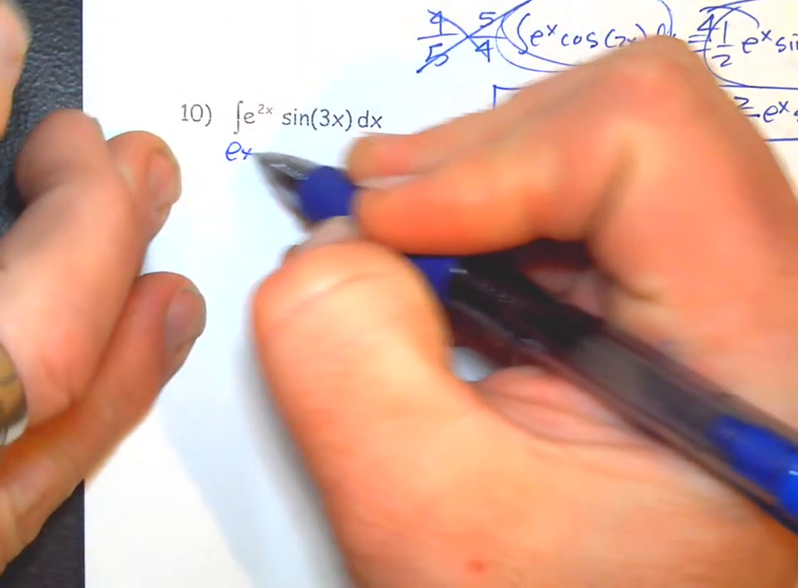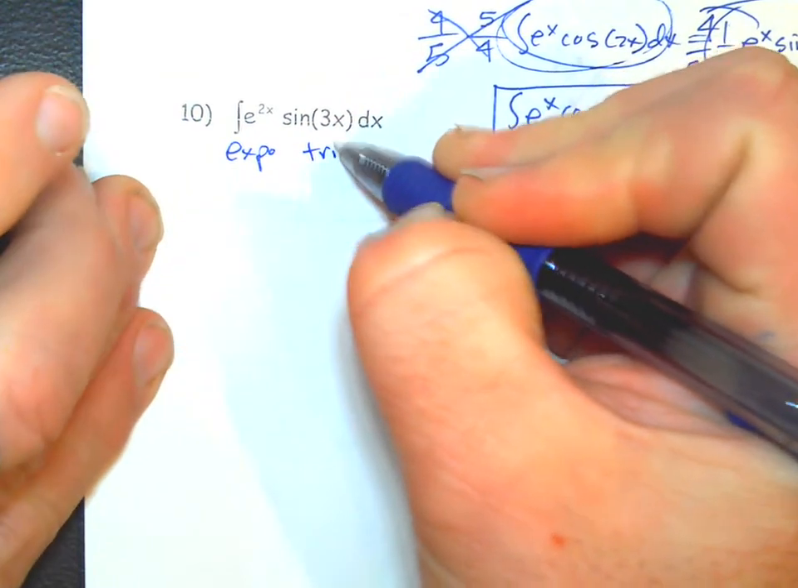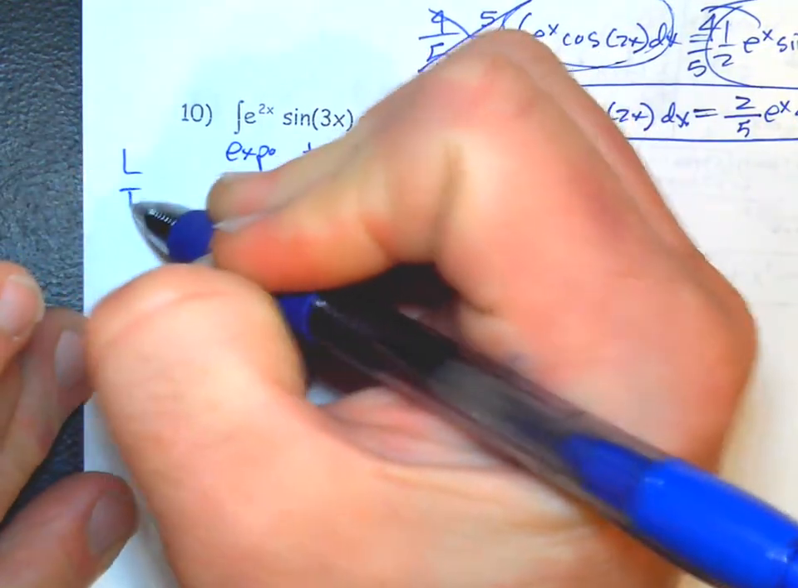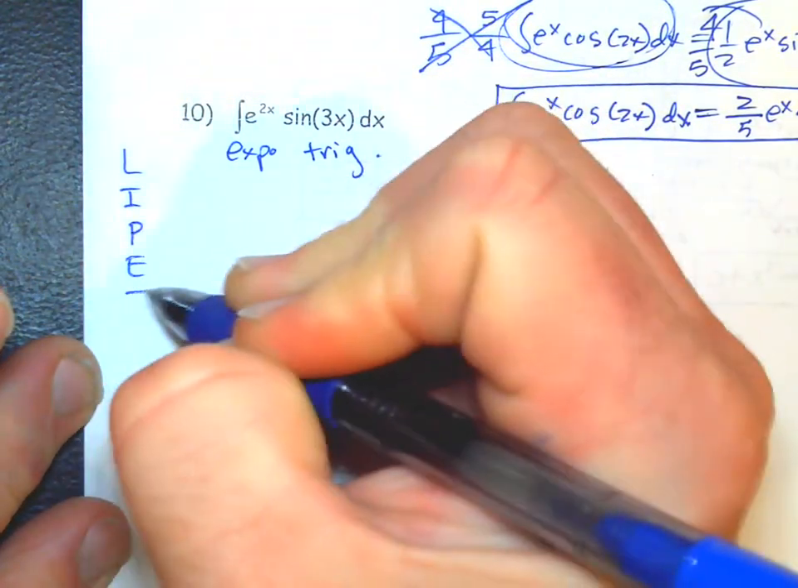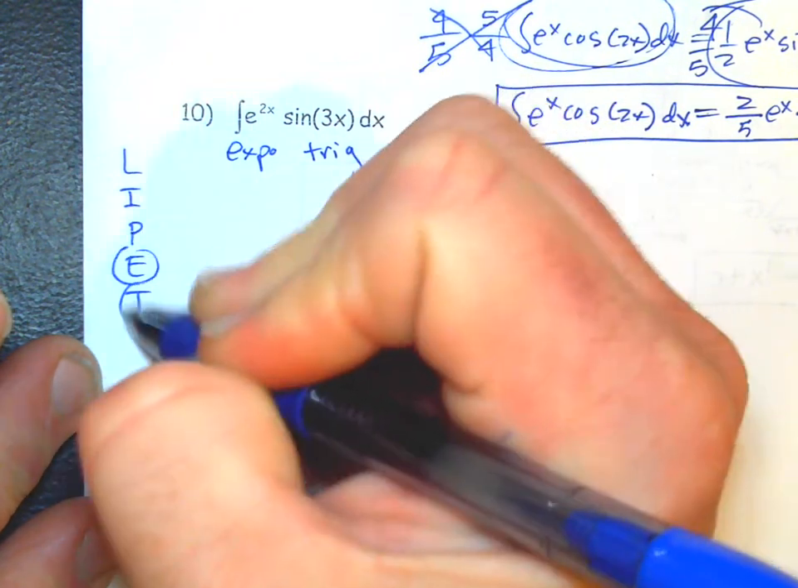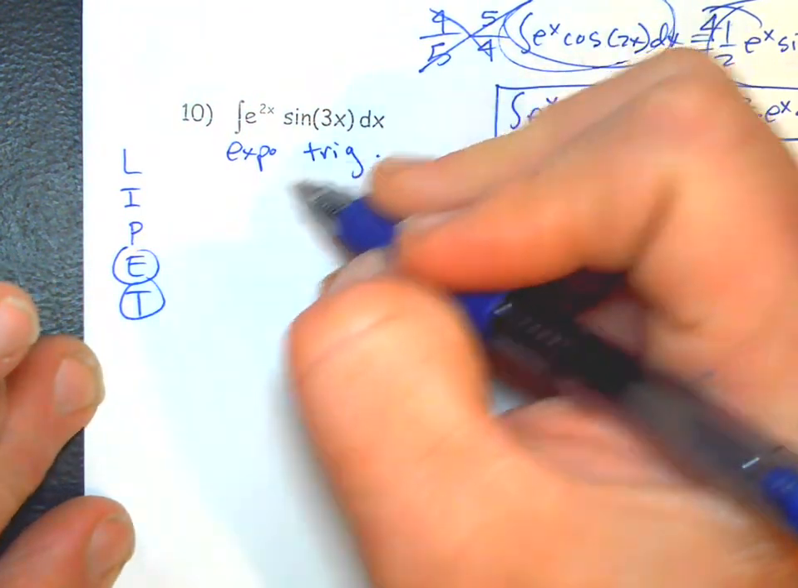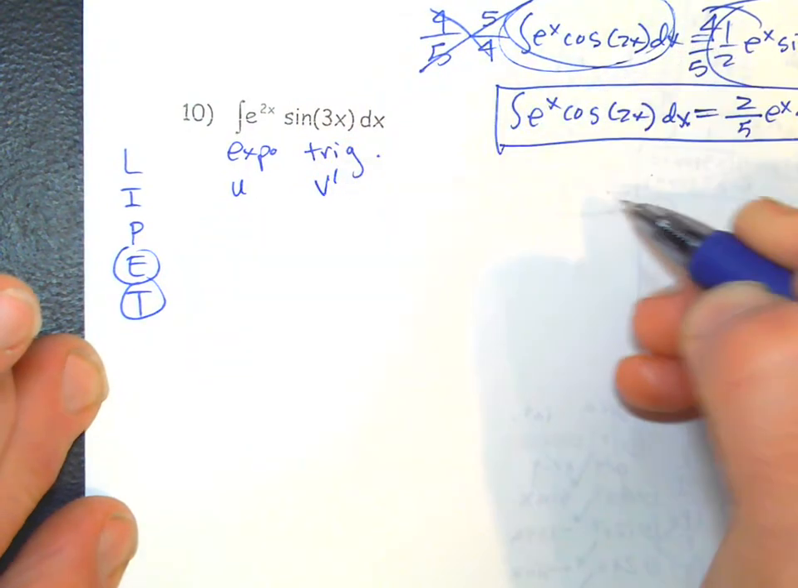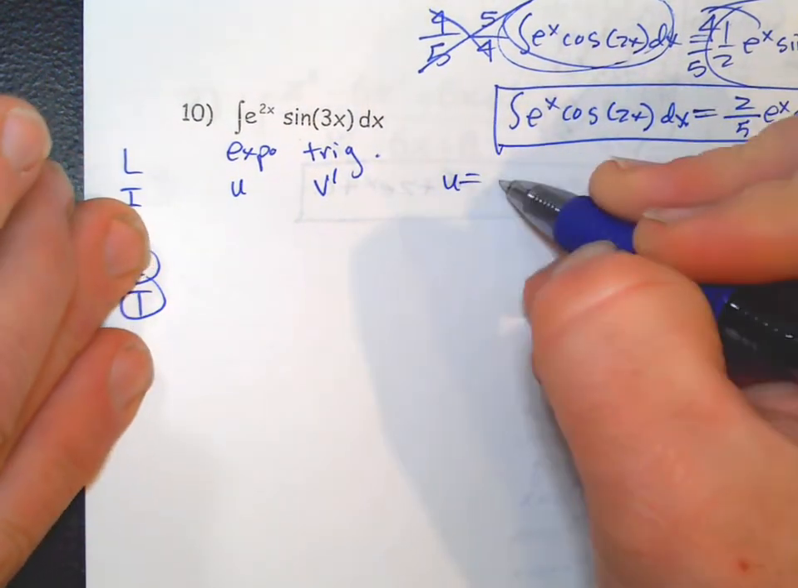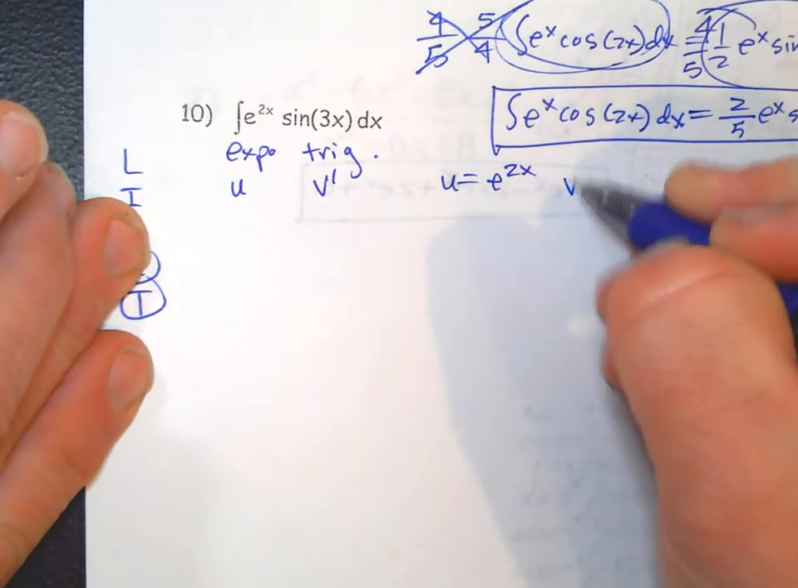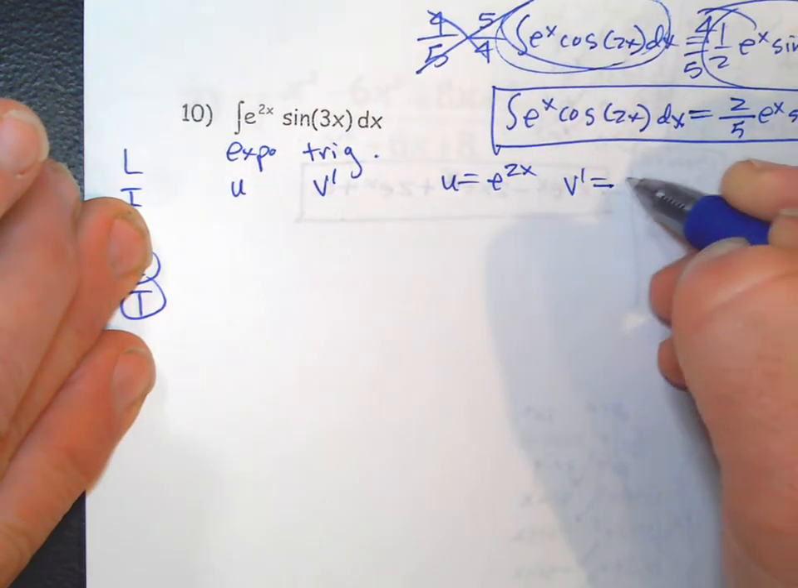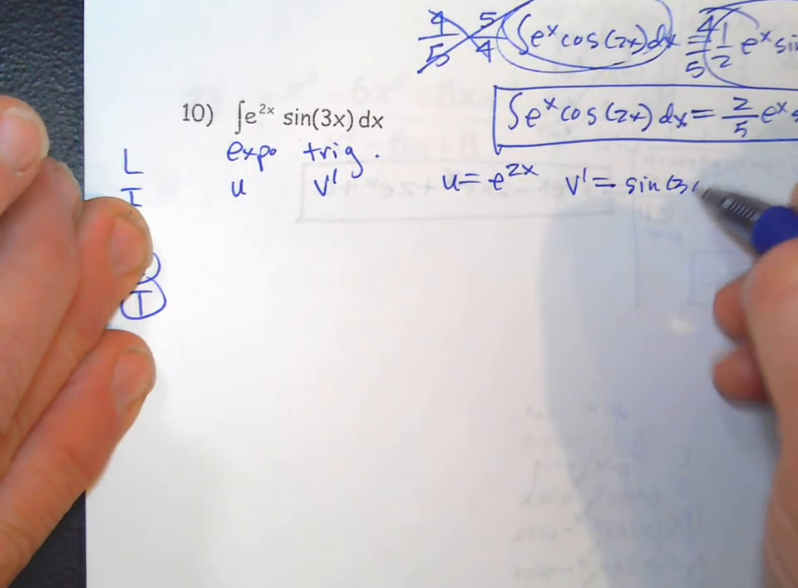This is Expo. This is Trig. We can't integrate any other way. We're going to try integration by parts. LIPET. We have Expo and Trig. No shortcut. First thing should be your U. The next one's your V prime. So U equals e to the 2x. V prime equals sine 3x dx.